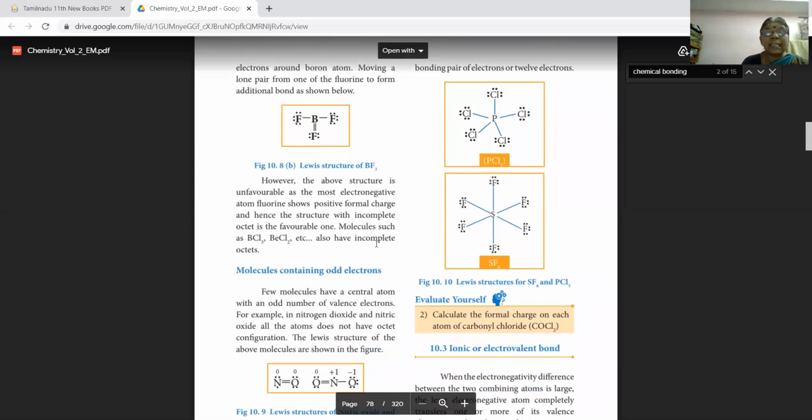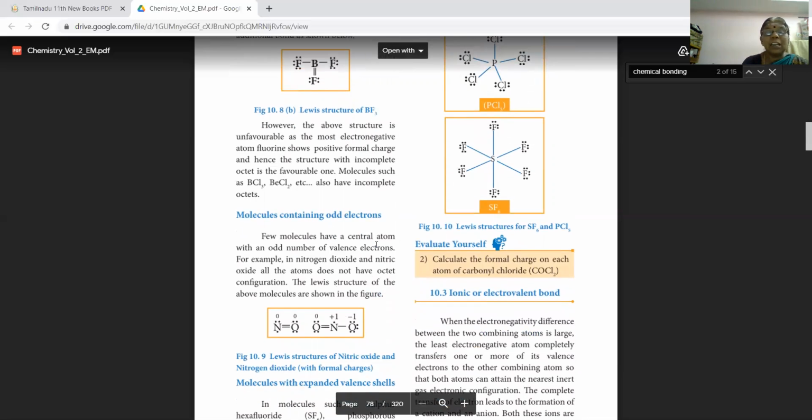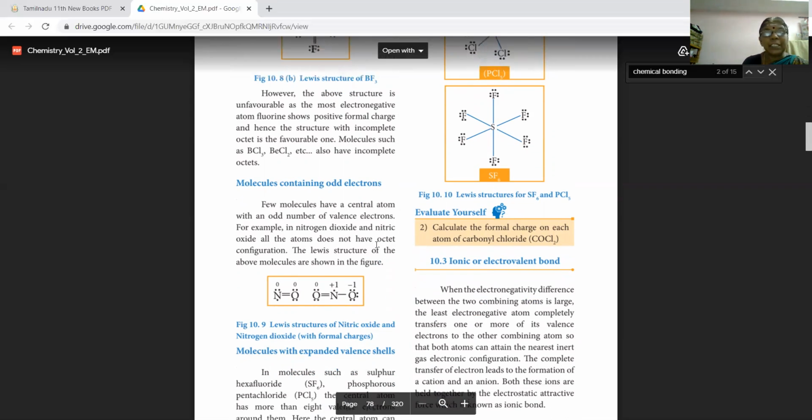Next, molecules containing odd electrons. A few molecules have the central atom with an odd number of valence electrons. For example, in nitrogen dioxide and nitric oxide, not all the atoms have the octet configuration. The Lewis structures of the above molecules are shown in the picture.